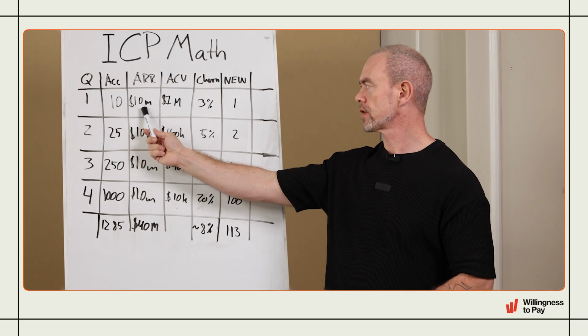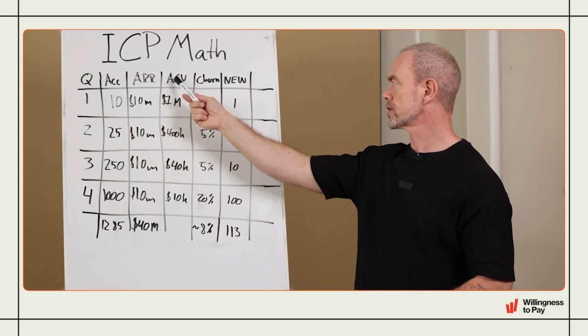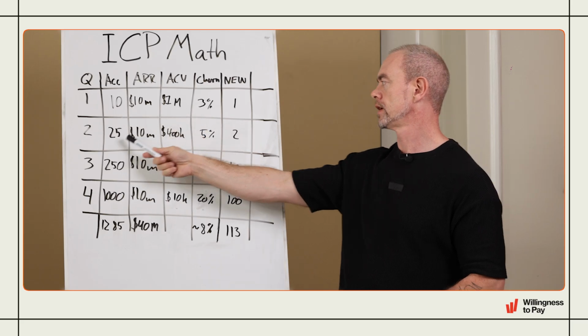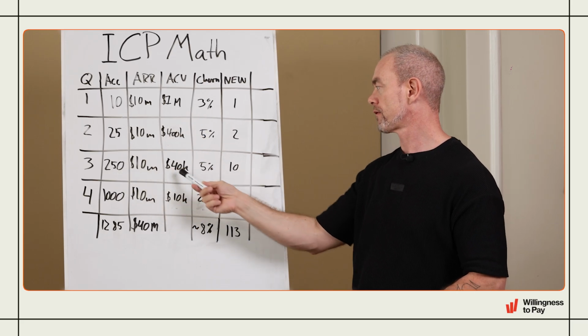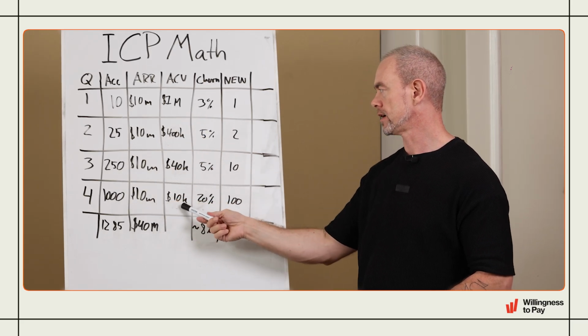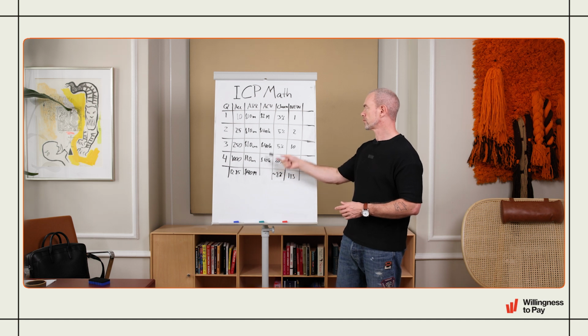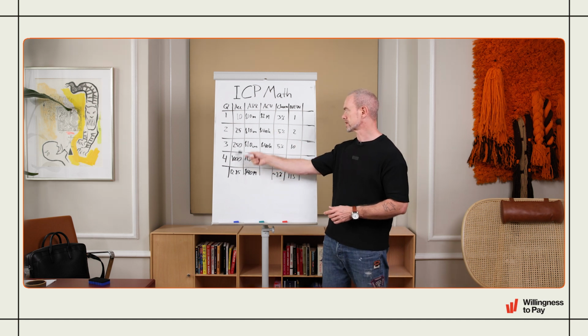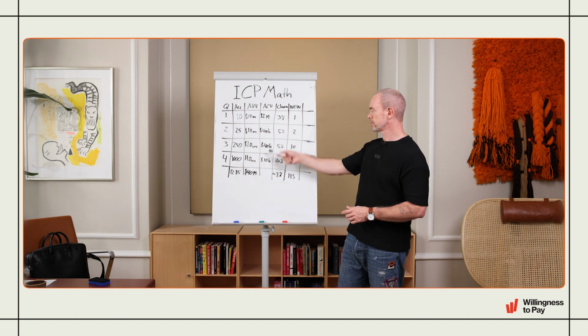So 10 million of revenue on 10 accounts, the average contract value per year is 1 million. Here's 400K, here's 40K, and here's 10K. So it looks like we're selling stuff from a ratio of 1 to 100, which sort of makes sense because this is also the 1 to 100, from 1 million down to 10K.